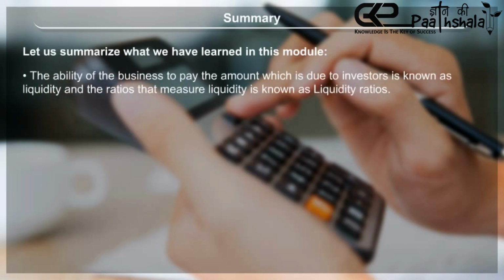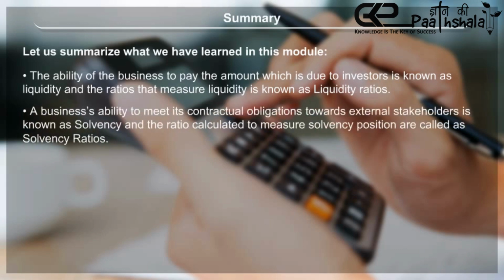The ability of the business to pay the amount which is due to investors is known as liquidity, and the ratios that measure liquidity are known as liquidity ratios. A business's ability to meet its contractual obligations towards external stakeholders is known as solvency, and the ratios calculated to measure solvency position are called solvency ratios.